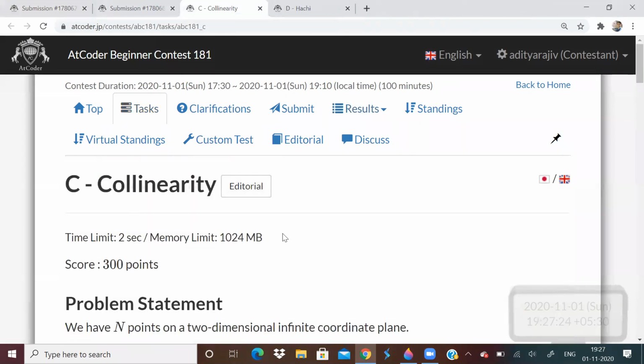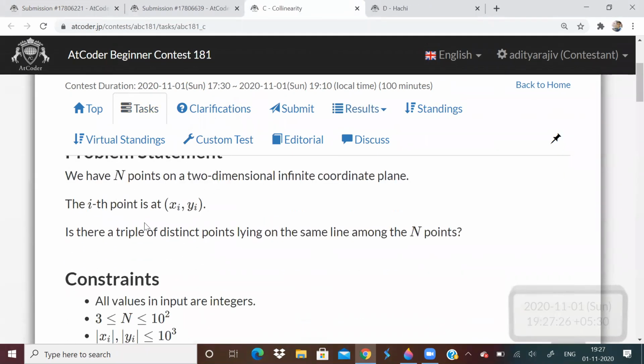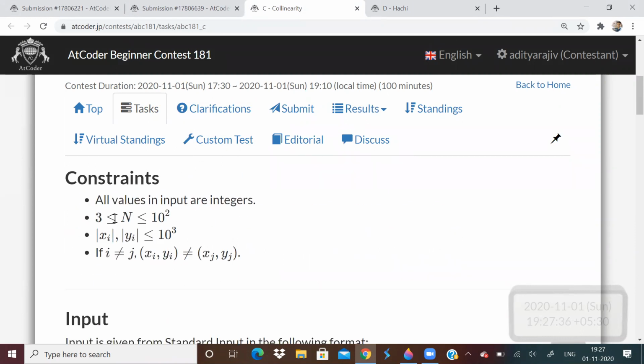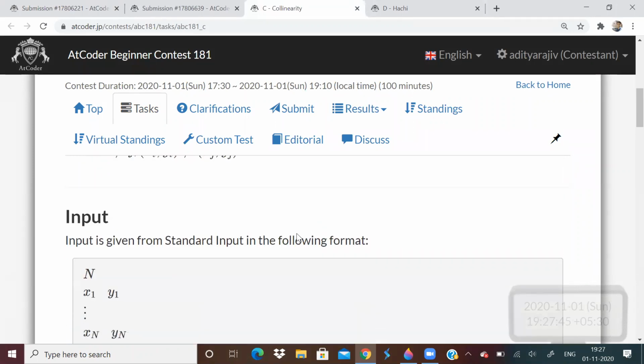Now let us see problem number C. In problem C, we're given n points in a 2D plane. We have to find if there are 3 points which lie on the same line. As n itself is less than or equal to 100, we can use brute force. So brute force will be the best solution.